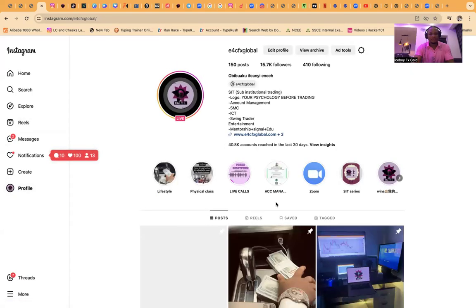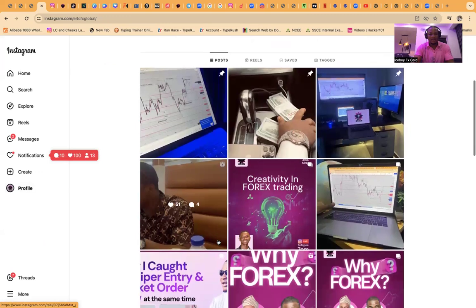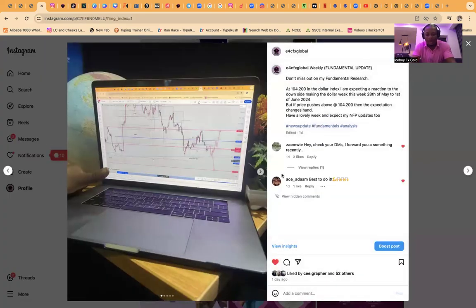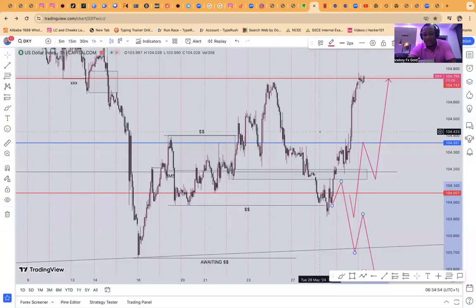Remember when I dropped this thing here, right? See what I dropped right here? See what I said right here? I said at this level in the dollar index, I am expecting a reaction to the downside, making the dollar weak this week. But if price pushes above this level, then the expectation changes hand, which is going to be the dollar gaining strength over the markets. This is very understandable.